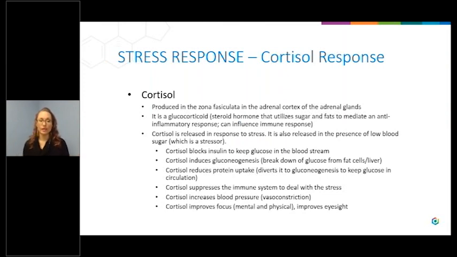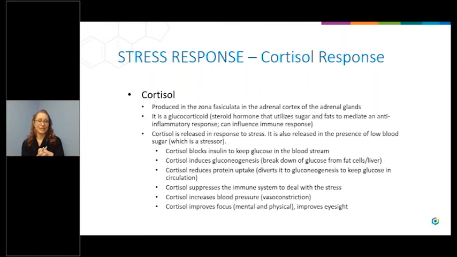With the cortisol response, as we've discussed, it is produced in the zona fasciculata in the adrenal cortex of the adrenal glands. Cortisol is a glucocorticoid. What that means is it's a steroid hormone. It utilizes sugars and fats to mediate a response. This can be anti-inflammatory, this can influence immune response, but it utilizes sugar and fats to help maintain that stress or cortisol response. So cortisol is released in response to a stress. We talked about what stress could be.